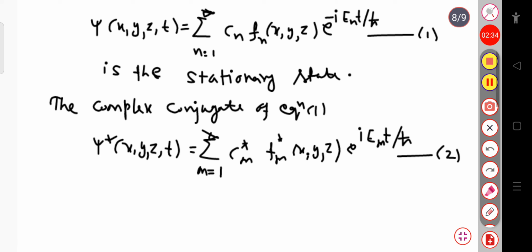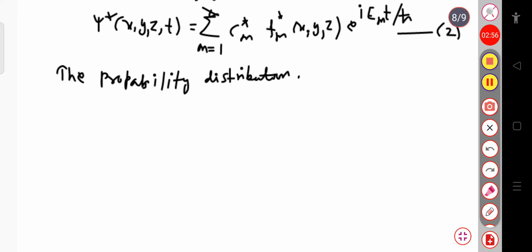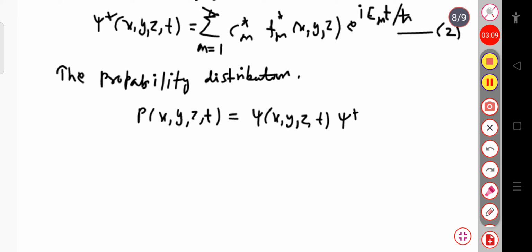Okay. So now you can calculate the probability distribution. Here our main aim is to calculate the probability distribution function of this stationary state. So we can write the probability distribution P of x, y, z, t equal to psi of x, y, z, t into psi star of x, y, z, t.